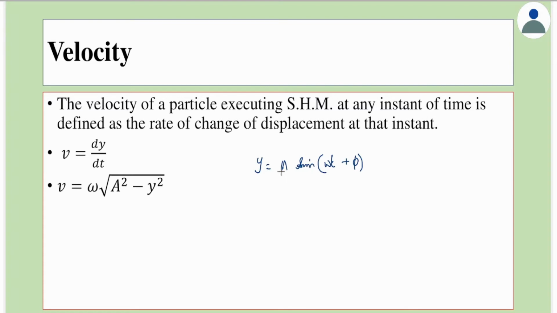There are many forms of it. You can also write y is equal to a cos of omega t plus phi, or we can write it in terms of x also. So any one form is sufficient. We'll take this form and take it from there.